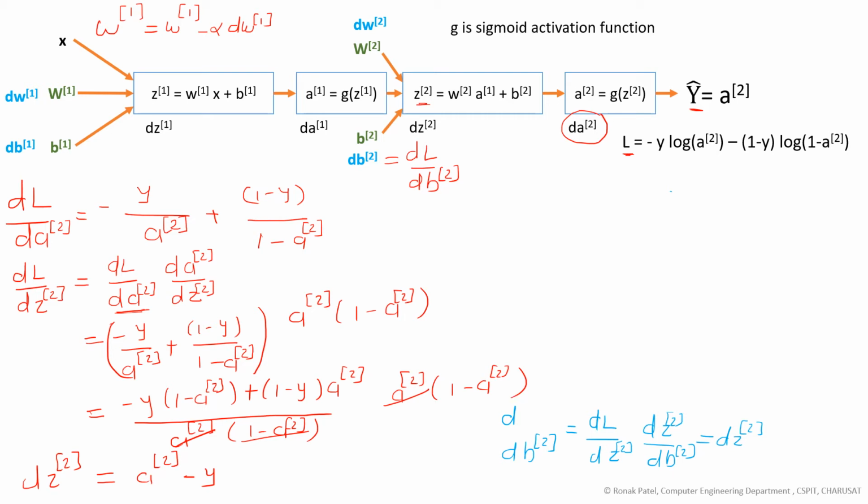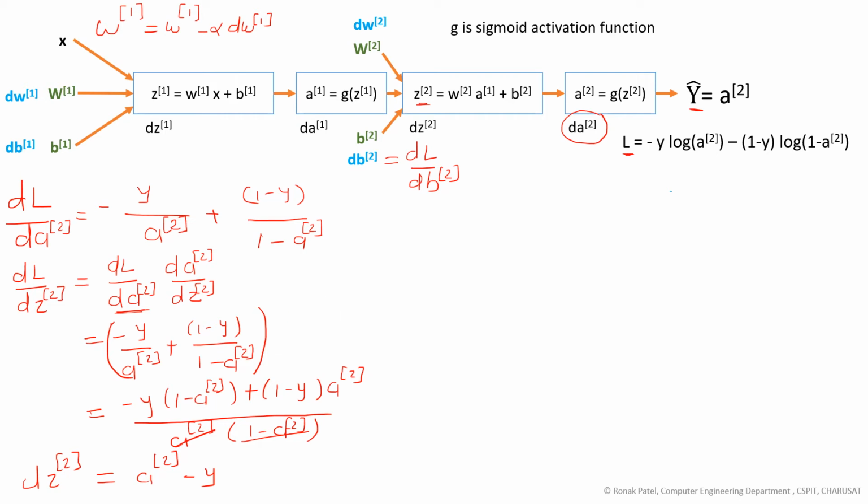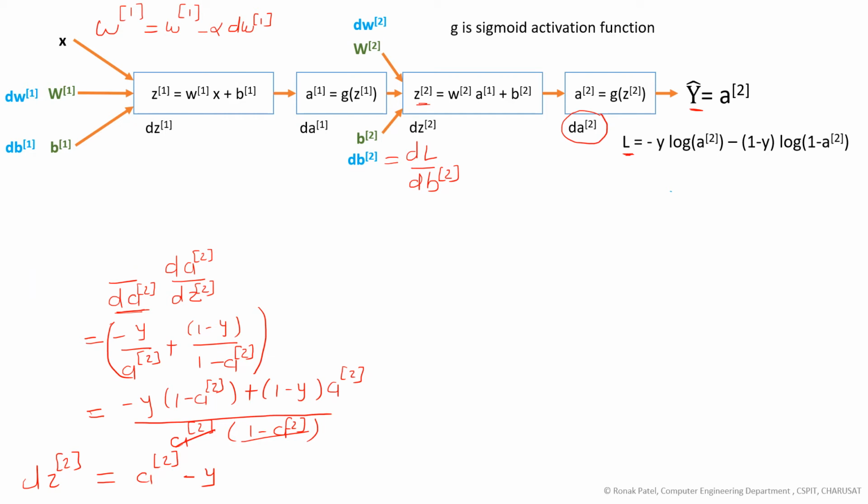So right now we have calculated da2, then dz2, then we have seen dw2, and we have seen db2, right? And what we are doing, we are checking the impact of this variable on our loss. What is the impact of that?